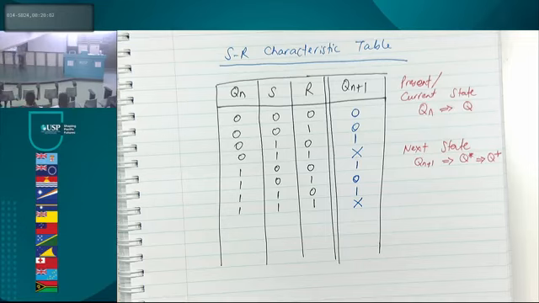So in this table here, we want to know, you are given your current state. Your current state is known. Your two inputs are given. So you want to know what is the next state.